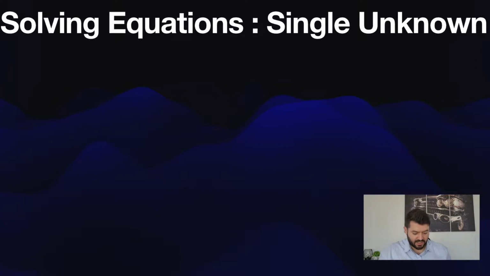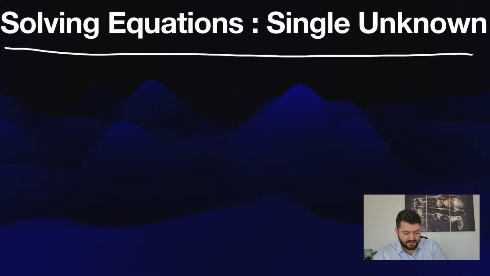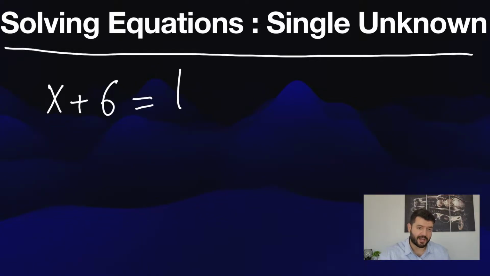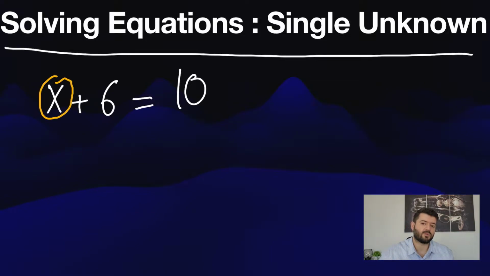Now, when it comes to solving equations with a single unknown, the first thing that we need to keep in mind is how do we initiate the steps. So this is the title of the lesson. Let's say I do have x plus 6 equals to 10. Now, what I would like to do is try to keep x by itself. This is the main target when you are trying to solve equations for a single unknown. You want to isolate the unknown.